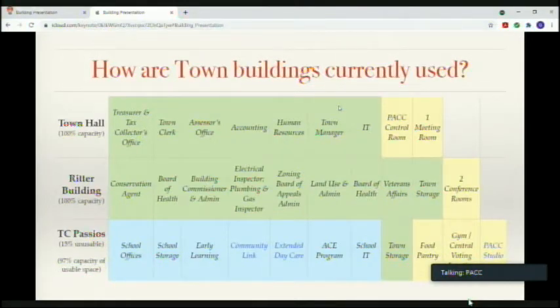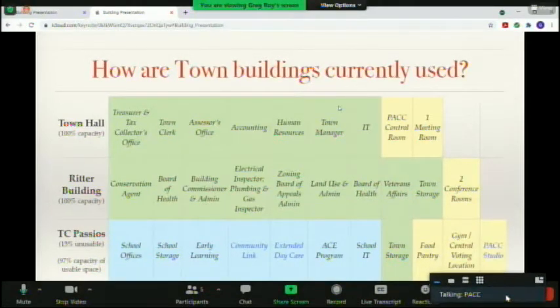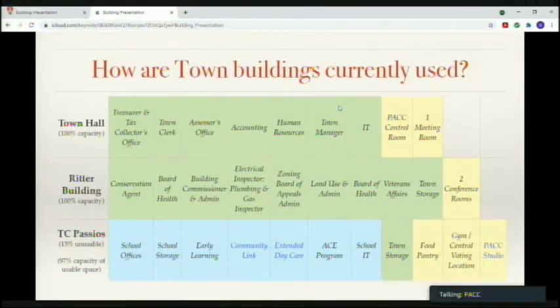and I will get into that in additional slides. Now, one other thing to note here is as we look at the TC Passios row, we see that Community Link, Extended Day, and PAC are highlighted in blue. This is because these are the three entities that pay rent. We do not, as a town, appropriate funding for the TC Passios building, so we're able to keep the lights on and keep the heat on by the rent collected from those paying entities. Another thing I want to note is that as we talk about this renovation and also a new build, both seek to consolidate all of these uses into that design with the addition of additional community space.